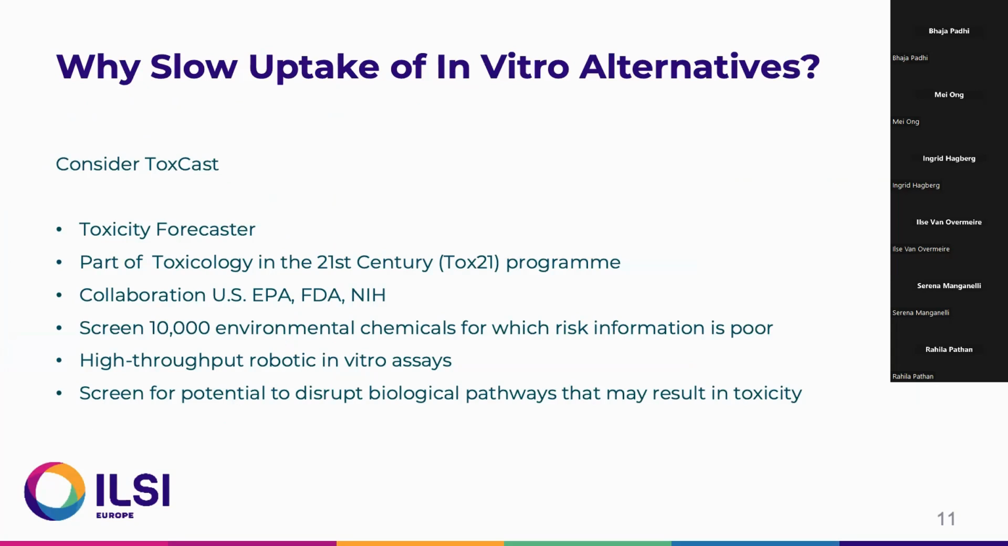So this is short for the Toxicity Forecaster. It's part of the toxicity testing in the 21st century program, or Tox21. And it's a collaboration between the US EPA, the FDA, and the National Institute of Health. And what they've done, they've screened 10,000 environmental chemicals, for which there's not always a good amount of information when it comes to toxicity, and they've used these high throughput robotic in vitro assays. So it's a very, very extensive program, and they've screened for any of those potentials to disturb these adverse outcome pathways that were discussed by Mathieu.